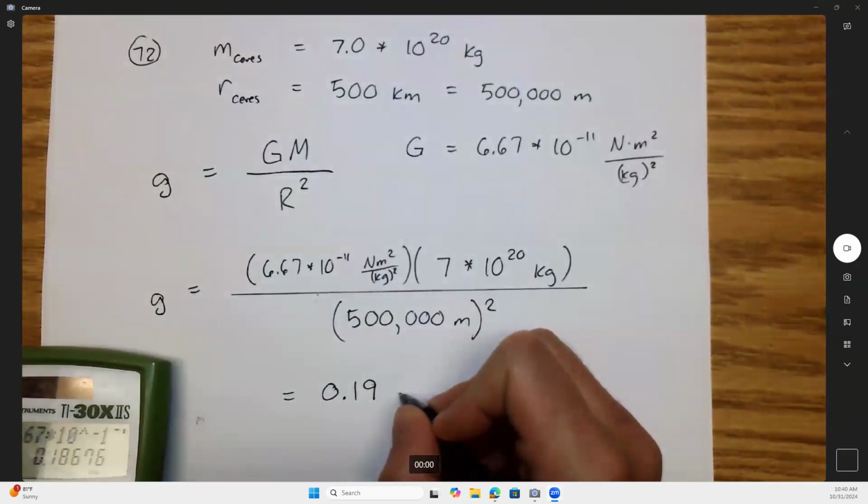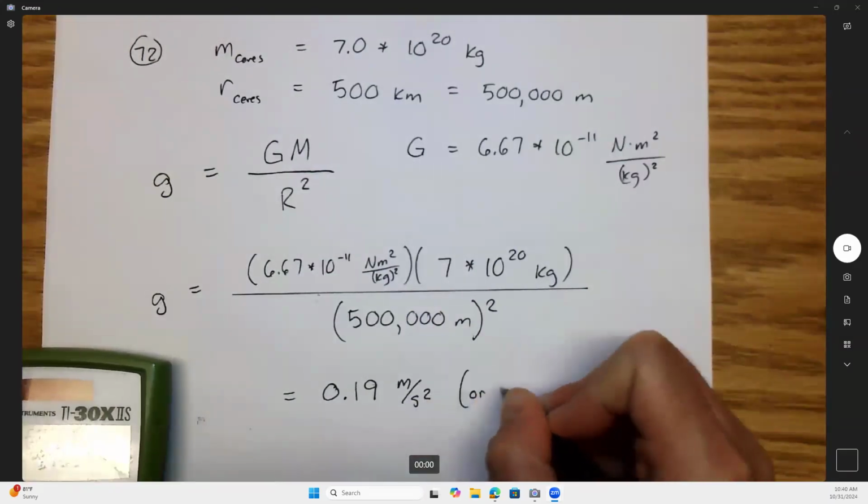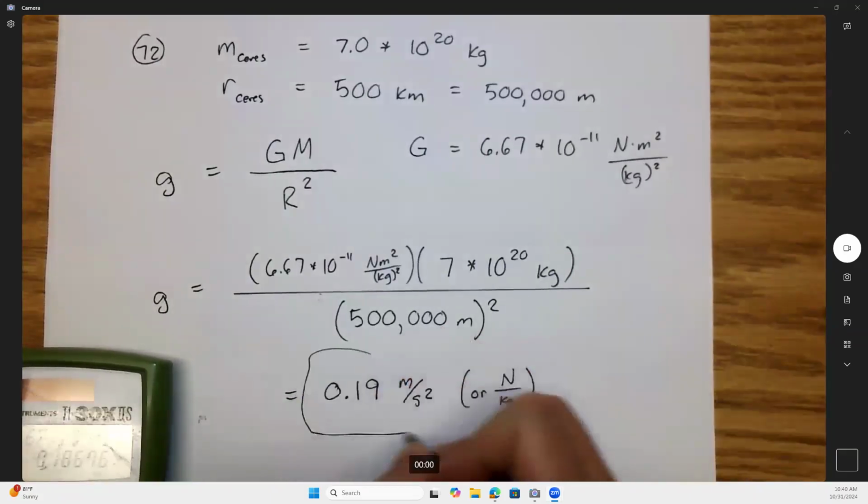How do we measure the gravity field? Meters per second squared. Exactly. Right. Or you might see this sometimes, Newton per kilogram. It's the same thing. But yeah, there you go. 0.19 meters per second squared.